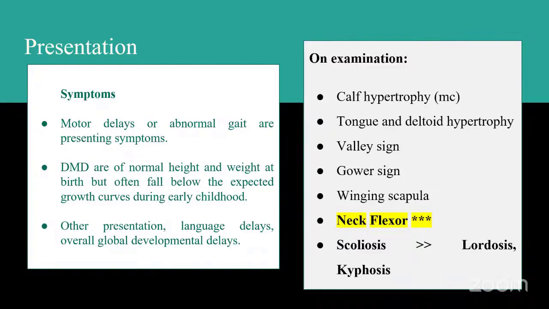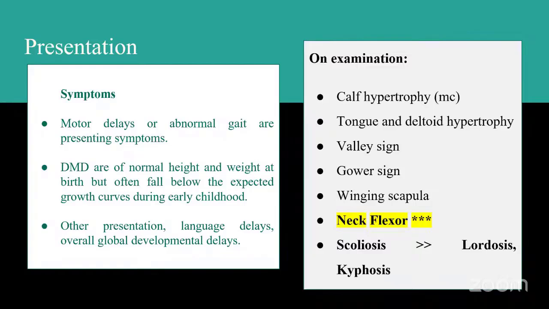Other presentations are language delays and overall global developmental delays. So this is very important. Many times they come with intellectual disability or autism or ADHD complaints to our OPD, and then when we examine them, we find there is calf hypertrophy, there is mild difficulty in getting up from the floor, and they have this condition comorbid also. So they come with an autism or intellectual disability complaint, and very rarely they are diagnosed with comorbid Duchenne muscular dystrophy. On examination, the commonest feature we find is that calf hypertrophy is universal.